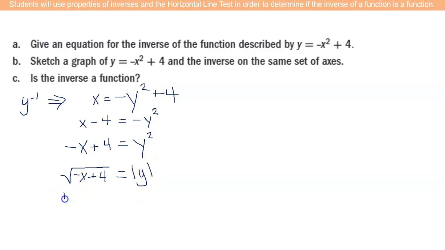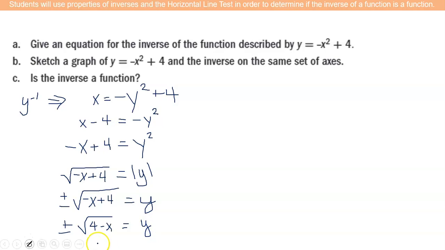So that means that y is actually plus or minus the square root of negative x plus 4. And if you feel better, because I don't really like seeing that negative in there, you could write it plus or minus the square root of 4 minus x. And that's going to be what our graph looks like.